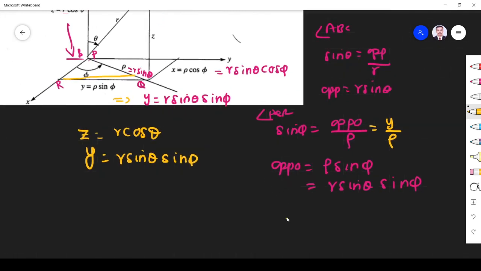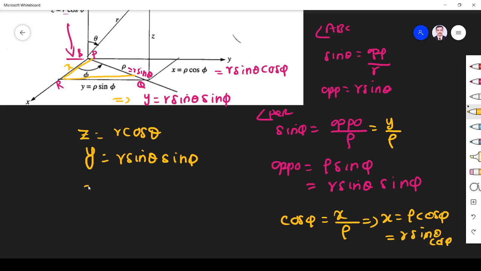Adjacent means I have to take cos phi. Cos phi is equal to adjacent by rho. This is adjacent, that is my x. So x by rho, this implies x is equal to rho cos phi. Rho is r sine theta, so x is equal to r sine theta cos phi.